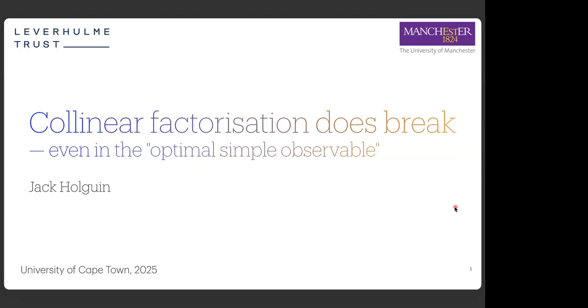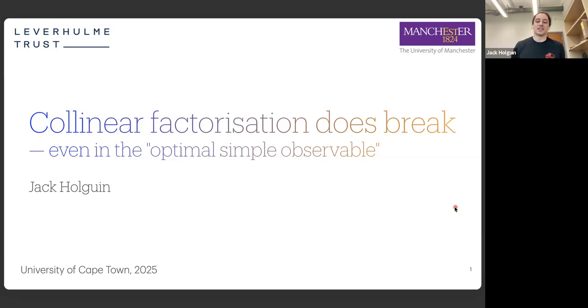Dr. Jack Holguin is an early career fellow funded by the Leverhulme Trust at the University of Manchester. Previously, Jack was a postdoctoral researcher at École Polytechnique in Paris after completing their PhD at the University of Manchester. Jack works on a range of topics related to quantum fluid dynamics, contributing to studies on QC factorization, the development of the Holguin event generator, and the application of jet substructure to heavy ion physics. And we're delighted we have an opportunity to hear about collinear factorization and the fact that it does break even in the optimal simple observable. So Jack, please take it away when you're ready.